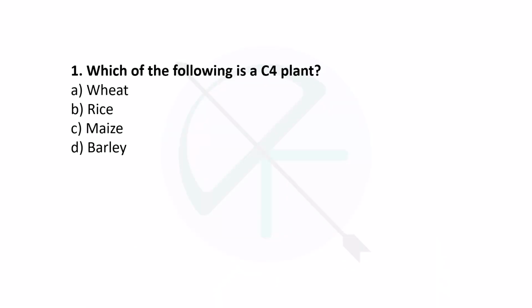The first question is, which of the following is a C4 plant? Okay, C4 plant example it is asking wheat, rice, maize and barley. So wheat is C3, rice is also C3, barley is also C3. Only maize is a C4 plant, right? So option C will be the right answer.